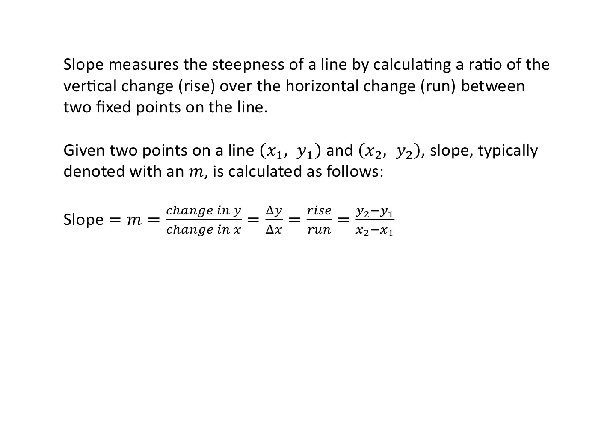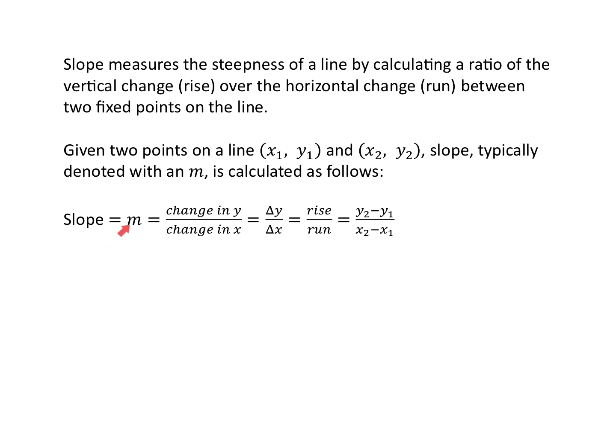We're going to talk about slope today, slope and lines. Slope measures the steepness of a line by calculating a ratio of the vertical change, which we also call the rise, over the horizontal change, also known as the run, between two fixed points on a line. So if our two fixed points are x1, y1 and x2, y2, we typically calculate slope as follows.